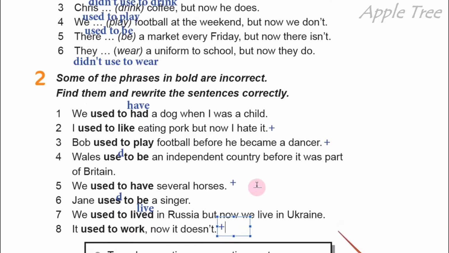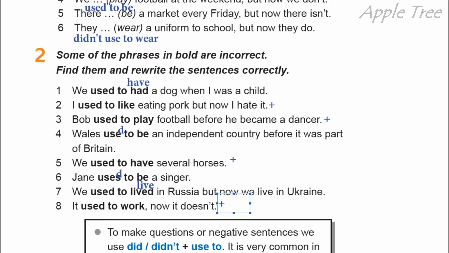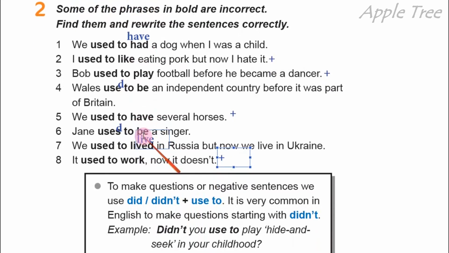Це правильне речення. Отже, вам треба переписати правильне речення. Перше, we used to have a dog when I was a child. Четверте, Wales used to be an independent country before it was part of Britain. Шосте, Jane used to be a singer. And сьоме, we used to live in Russia, but now we live in Ukraine. Okay. So, there are 4 correct sentences and 4 incorrect sentences. Поставте це відео на паузу, виконайте цю вправу. Домовилися, щоб я зараз не робила цю паузу в ефірі, так би мовити.